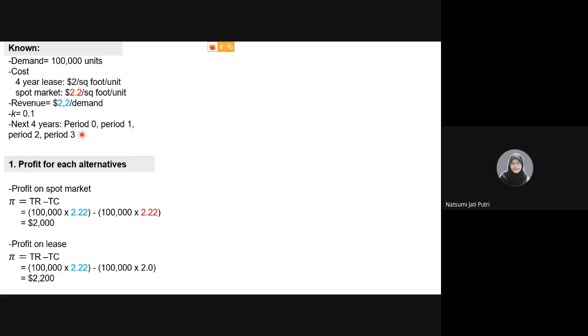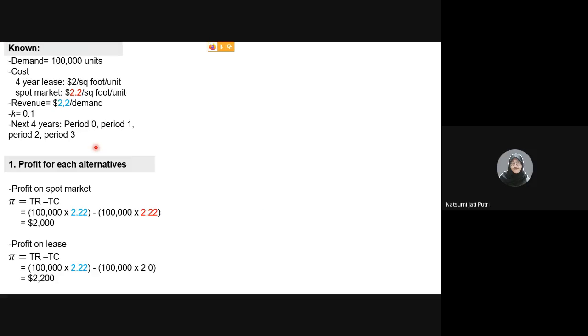So we have period 0, which is the current year, and then period 1, period 2, and period 3. For the discounted cash flow, first we need to compute the profit for each alternative. For the spot market, the profit is total revenue minus total cost: 100,000, which is the demand, times the revenue, 2.22. Okay, it is a typo.